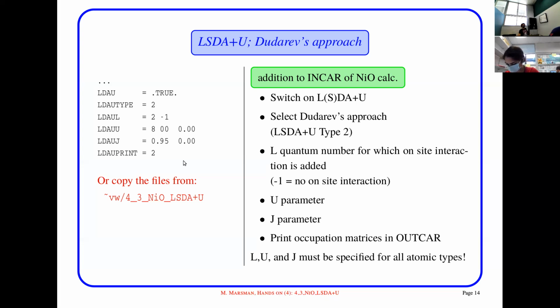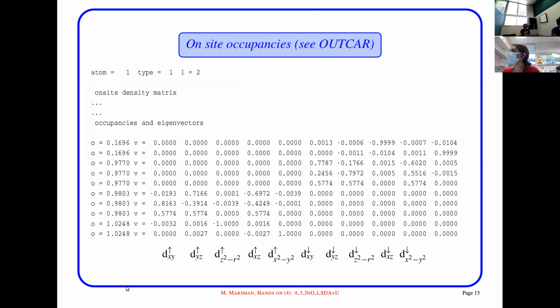And then this LDAUPRINT is just to print the occupation matrices in the OUTCAR. This is something that you do in order to check your output in the OUTCAR in a proper way. So if you do this simulation, you can then check the on-site occupancies in the OUTCAR. So again, more space OUTCAR, you open the OUTCAR and then you put slash occupancies, enter, and that will look for the occupancies pattern in the OUTCAR, so you can see all the occupancies.